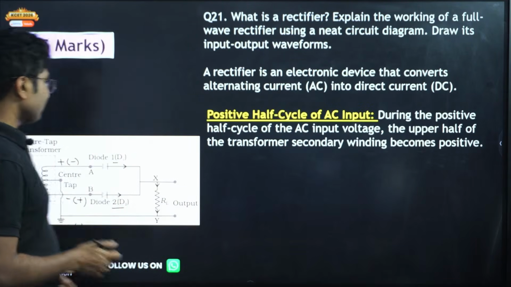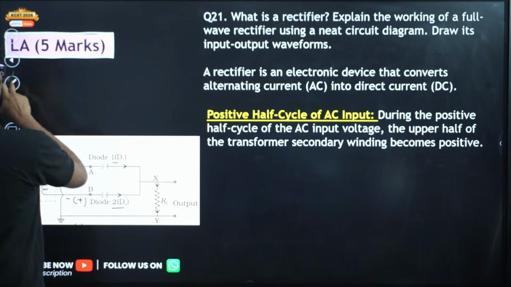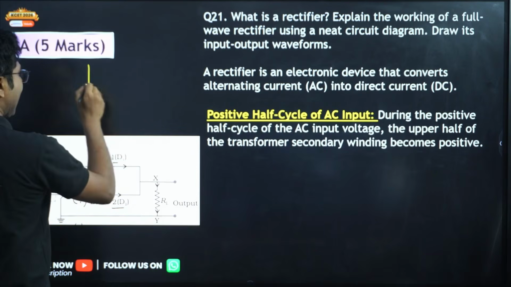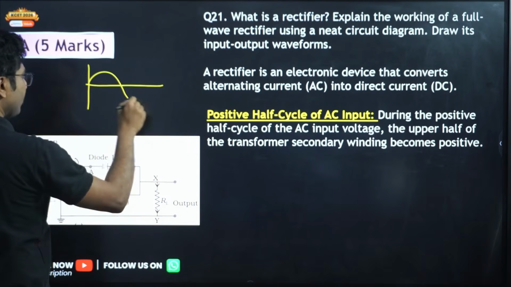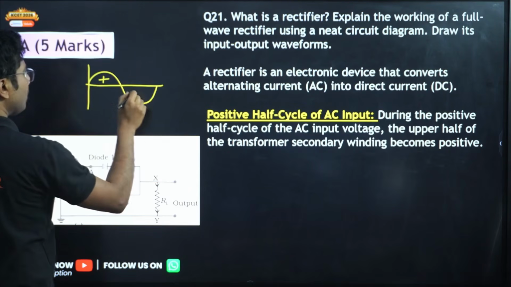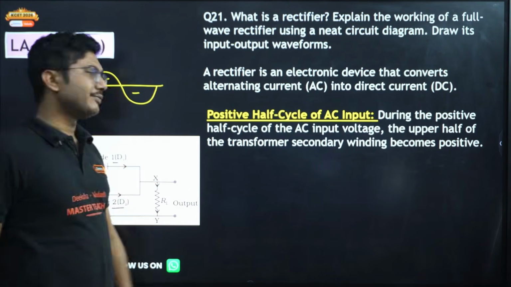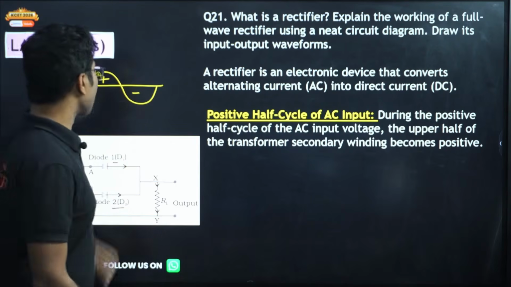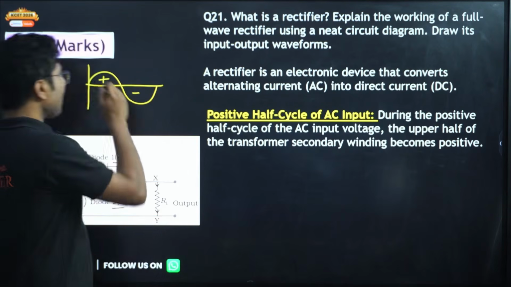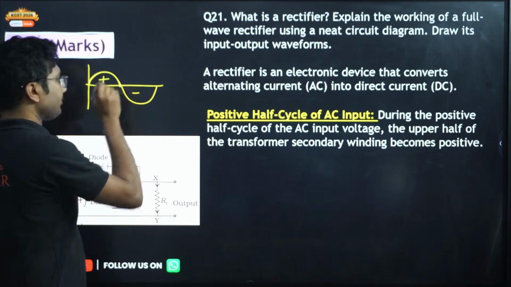Now an AC has two cycles. One is called positive, and the other is called negative. This cycle is called the positive cycle, this cycle is called the negative cycle. Okay, so during the positive half cycle, means this cycle. Okay, this is the positive cycle.